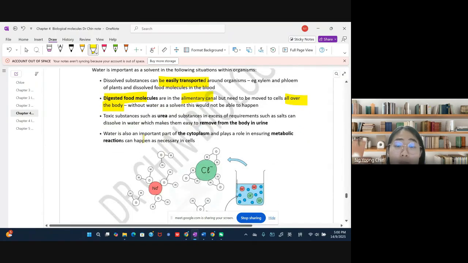So water is also an important part of cytoplasm. In our cell, we have the cytoplasm. The cytoplasm contents contain a lot of liquid. So they can allow a lot of metabolic reactions to take place within the cytoplasm because they contain the liquid, which is the water.